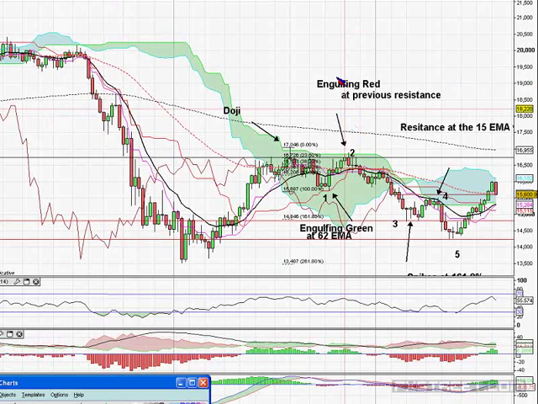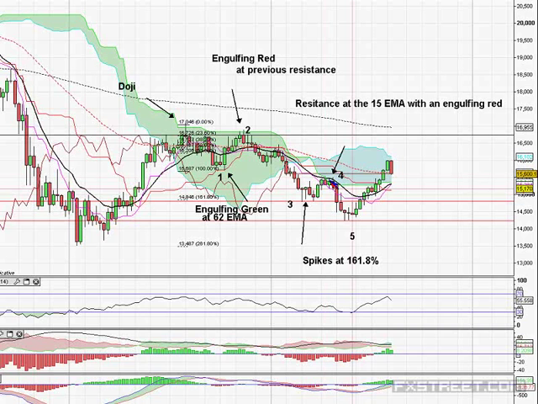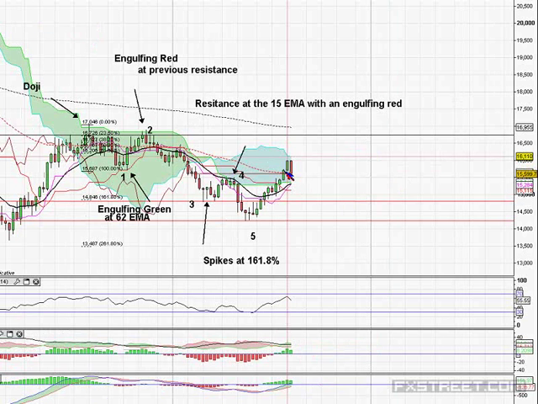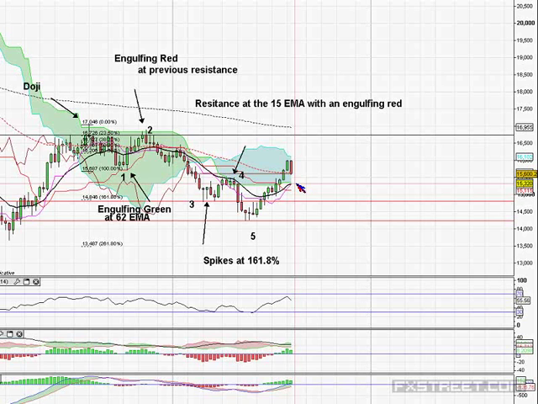Again, breaking it down to time frame. Doji, engulfing red, engulfing green at the 62 EMA, resistance, the 15 EMA, spikes, this is all perfect Elliott wave, 1, 2, 3, 4, apart from the fifth wave extension, but you've got two spikes here on the weekly chart. Now watch this. This, again, is very important: if she can close below the 62 and engulf this green candle, then the bottom of the cloud and this 15 EMA come into play, which is at 153.20.